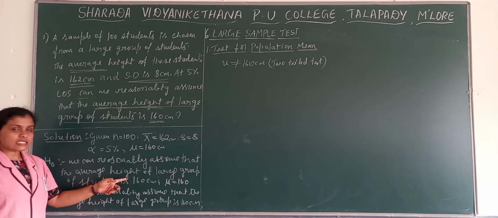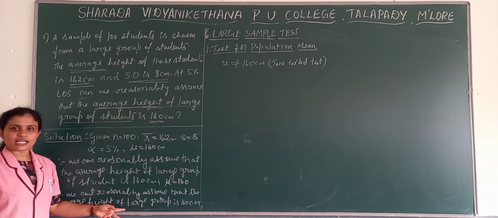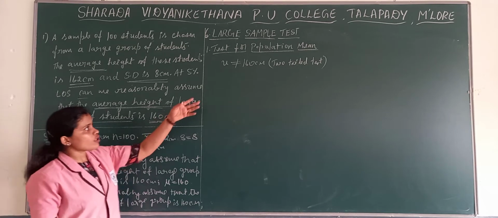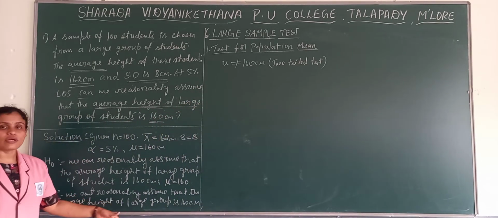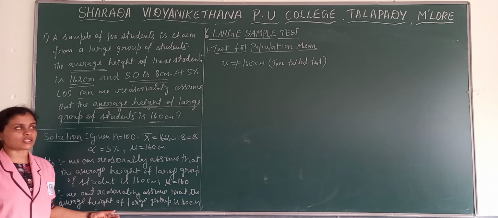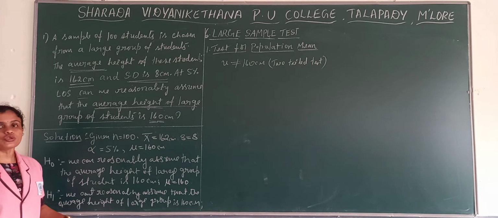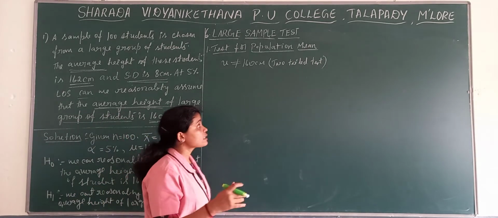Here, yes, we assume that it is 160. In the alternative we are not assuming that it is 160; we are considering that no, we are not ready to accept that it is 160. Mu is not equal to 160. Now we need to check. That is the third step.